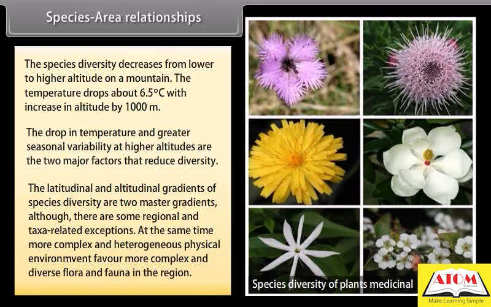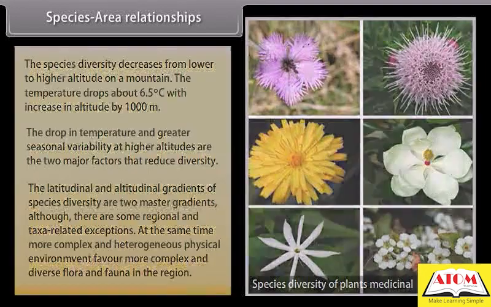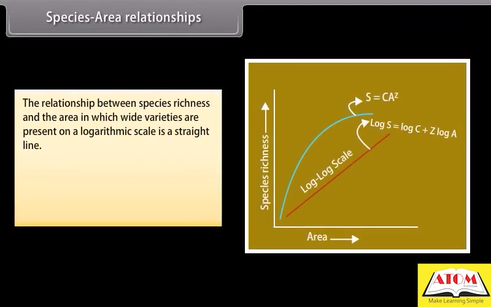At the same time, more complex and heterogeneous physical environment favors more complex and diverse flora and fauna in the region. The relationship between species richness and the area, in which wide varieties are present, on a logarithmic scale is a straight line given below. Log S is equal to log C plus Z log A. Z is slope of the line. C is y-intercept.